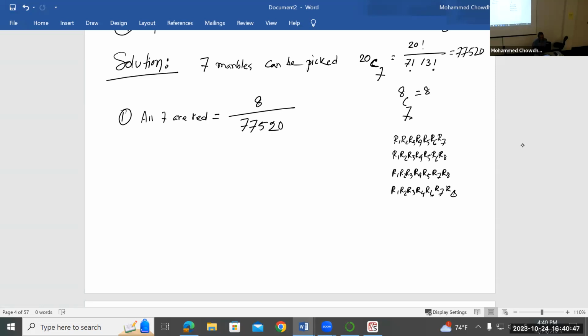So this is the answer. Your answer will be 8 divided by 77520, which is equal to 0.000103. Are you getting it or not?